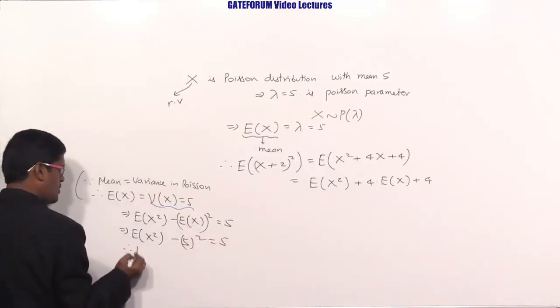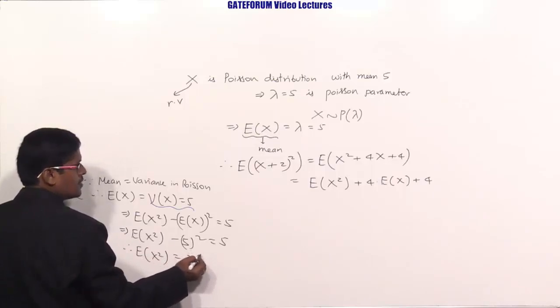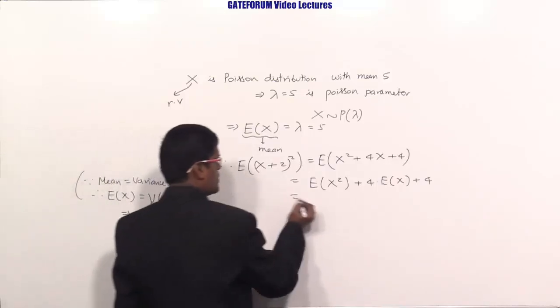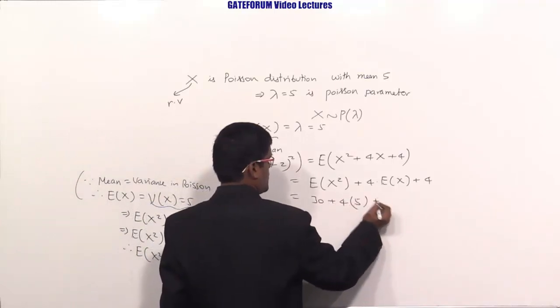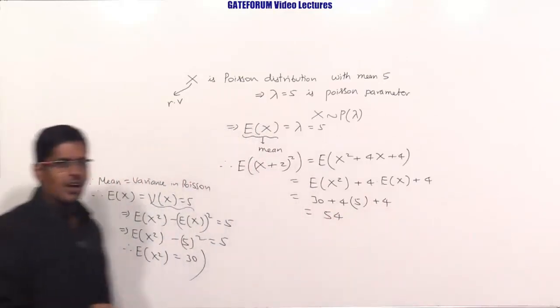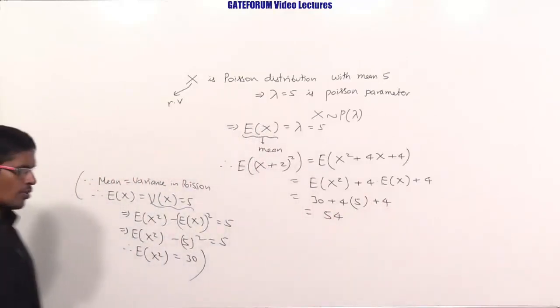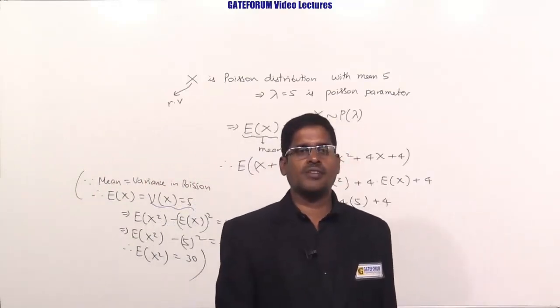So therefore E of x square, how much? That is 30. So here I can put 30 plus 4 into 5 plus 4, that is 30 plus 20 plus 4, which is 54. So the value of E of (x plus 2) whole square is 54. Solution is 54, answer is 54. This is the end of the question.